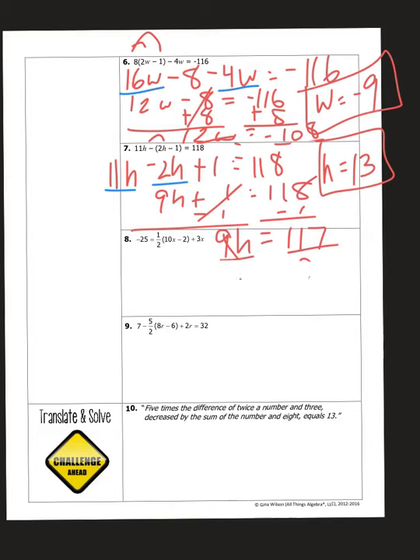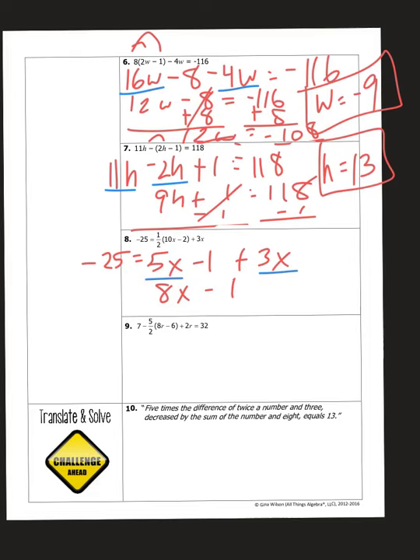Number 8. Ooh, we've got a fraction to distribute. Super tricky. 1/2 times 10x, that is 5x. 1/2 times -2 is -1. And then bring everything else down. Okay. Combine like terms, 5x and 3x. 5x plus 3x is 8x, minus 1 equals -25.